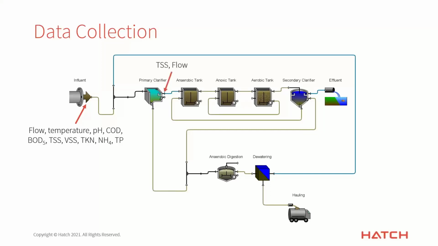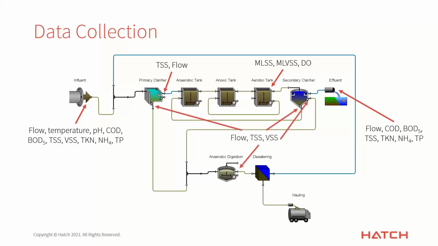For the primary clarifier, the most important data is the TSS and the flow data in the effluent. And then for the bioreactors, at the very minimum, you want the MLSS, the MLVSS, and the DO data leaving the bioreactors. From the effluent, you want the flow, the COD, BOD, TSS, TKN, ammonia, total phosphorus, and then from all the different sludge streams, so the primary sludge and the WAS, RAS, and the effluent of the anaerobic digester, it'd be ideal if you could get flow data as well as solids data, so TSS and VSS.